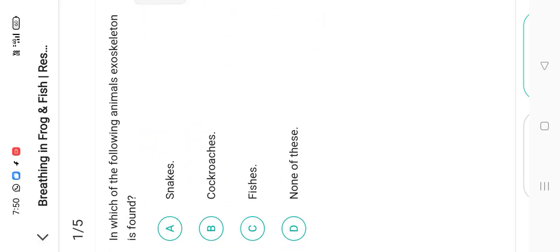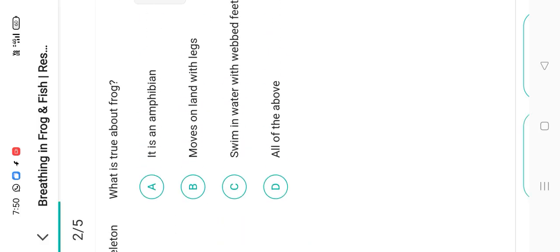In which of the following animals is an exoskeleton formed? Scales, cockroaches, fishes, or none of the above. So I think it is B.